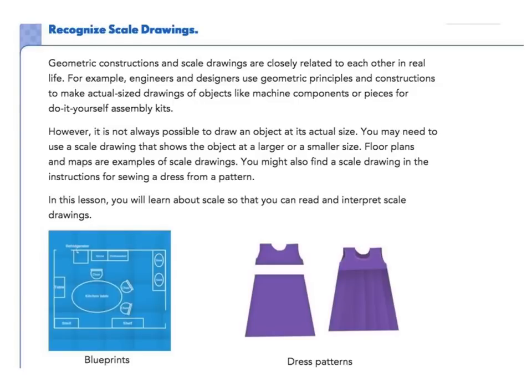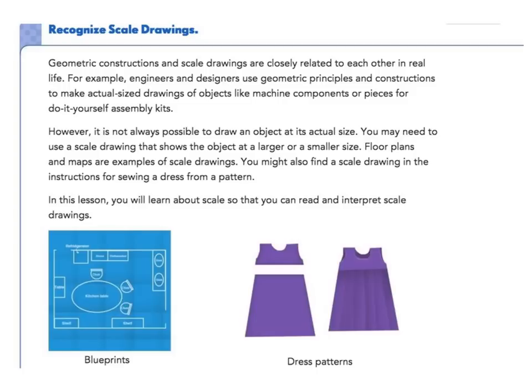Right, let's talk about scale drawings here for a minute. So if you read along with me, it says geometric constructions and scale drawings are closely related to each other in real life. For example, engineers and designers use geometric principles in constructions to make actual size drawings of objects like machine components or pieces for do-it-yourself assembly kits.